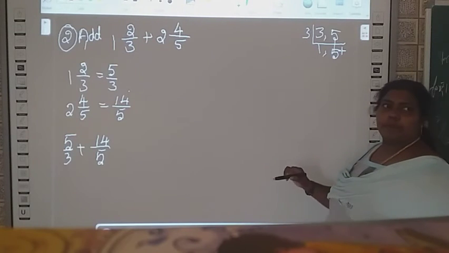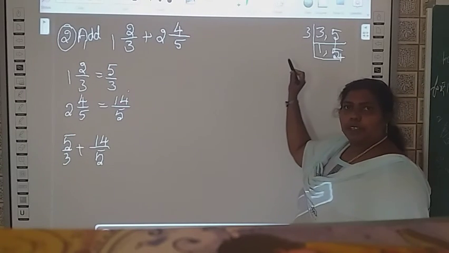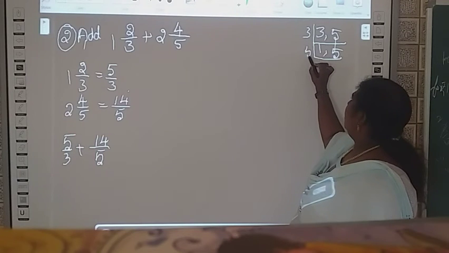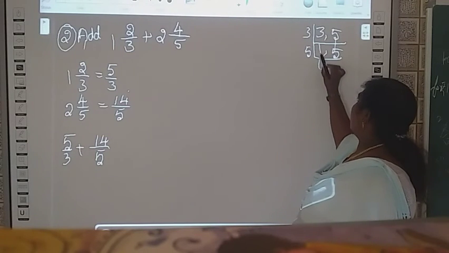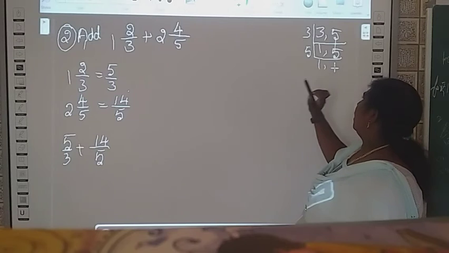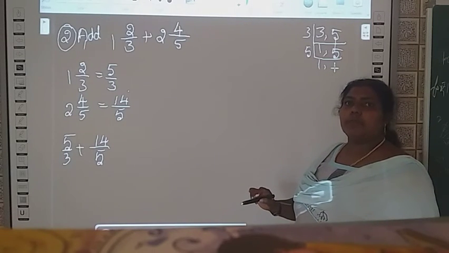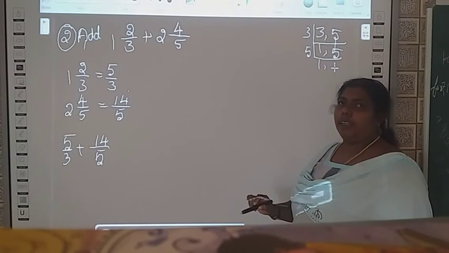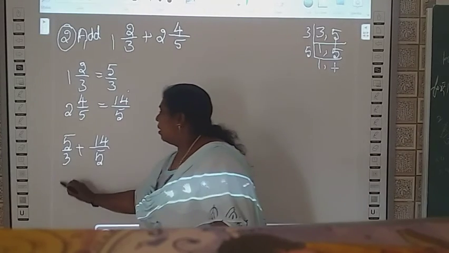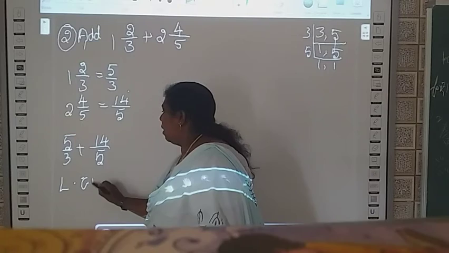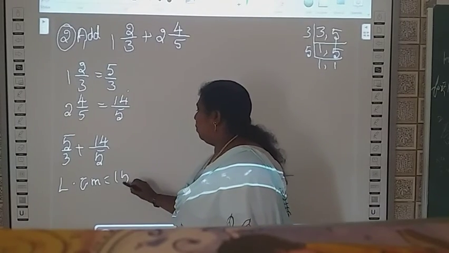Next step. 5 you have to divide by 5, right? 5 1 time here. Already 1 is there. Then 5 1 time here. Next you have to multiply 3 and 5. 3 times 5 is how much? 15, isn't it? So LCM, lowest common multiple, is equal to 15.